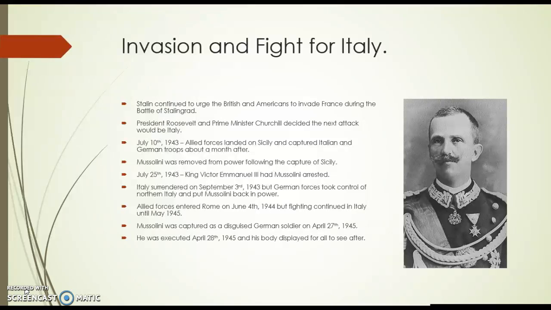And on July 10th, 1943, King Victor Emmanuel III, his picture is right there for you, had Mussolini arrested. Now, Italy did surrender on September 3rd, 1943, but German forces took control of northern Italy and put Mussolini back in power. So Allied forces entered Rome on June 4th, 1944, but continued fighting in Italy until May of 1945. Mussolini will be captured disguised as a German soldier on April 27th, 1945, and executed the next day, April 28th, 1945, and his body will be displayed for all to see.